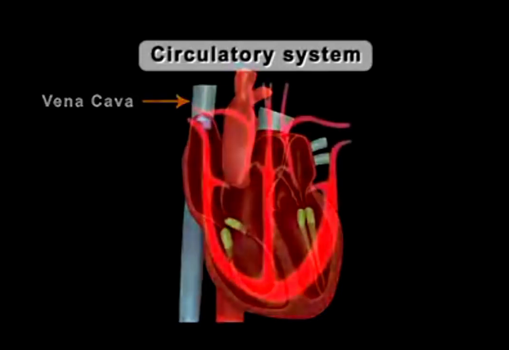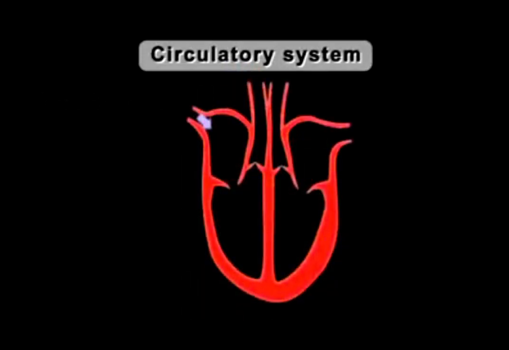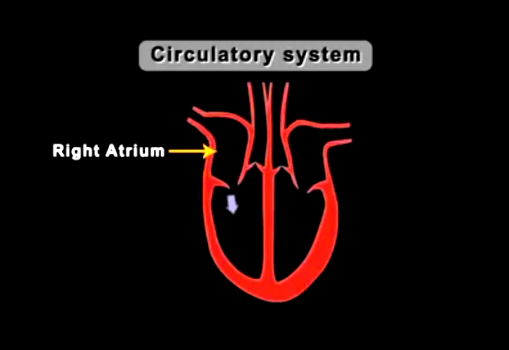Deoxygenated blood from different parts of the body enters the upper right chamber of the heart, called the right atrium, as it dilates. The right atrium then contracts, allowing blood to flow into the right ventricle, which expands to receive the blood through the one-way valve.